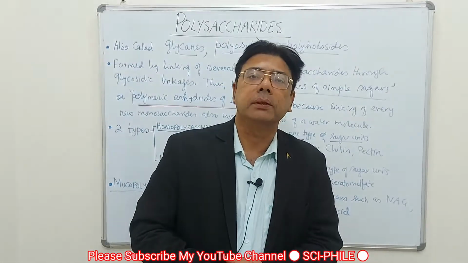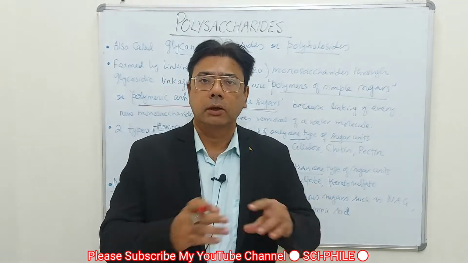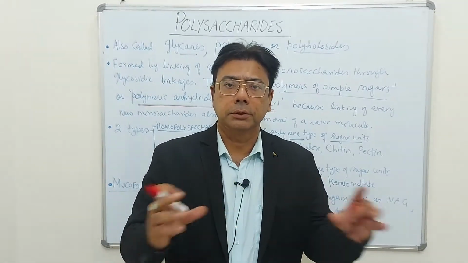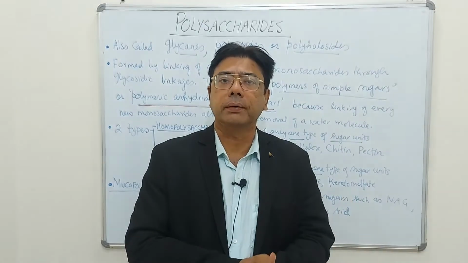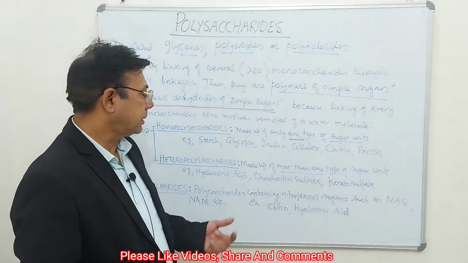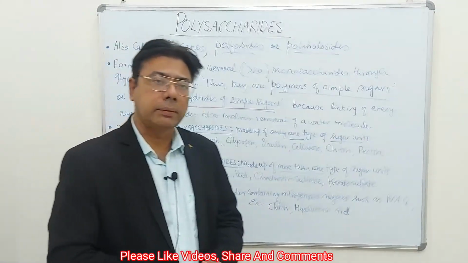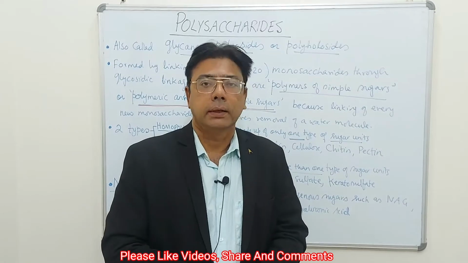And the second type is heteropolysaccharides, which are made up of mostly alternating types of sugar units. So mostly they are made up of two types of sugar units, and their famous examples are hyaluronic acid, chondroitin sulfate, dermatan sulfate, keratan sulfate, etc.